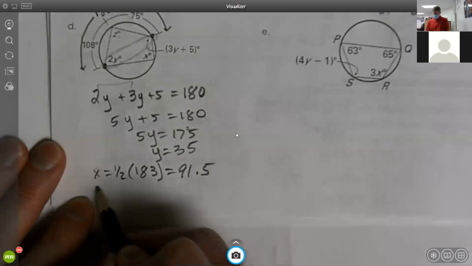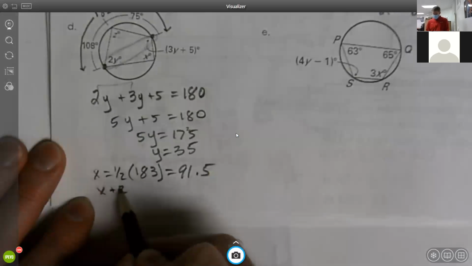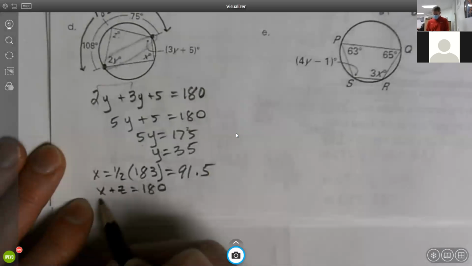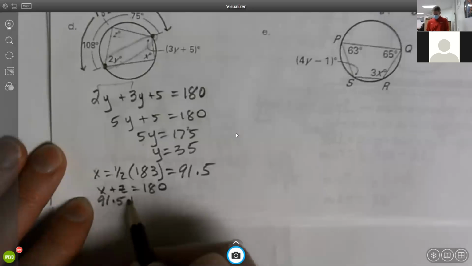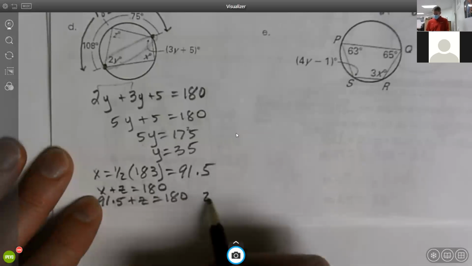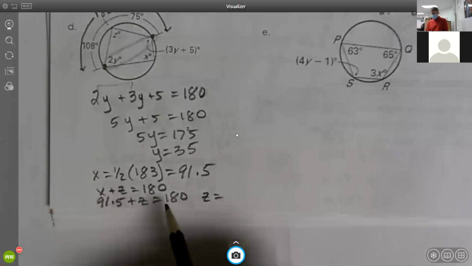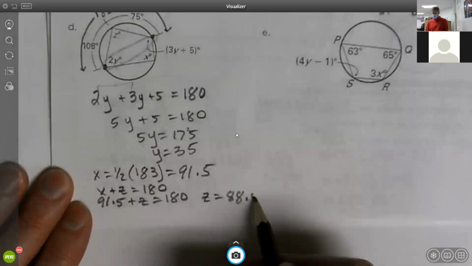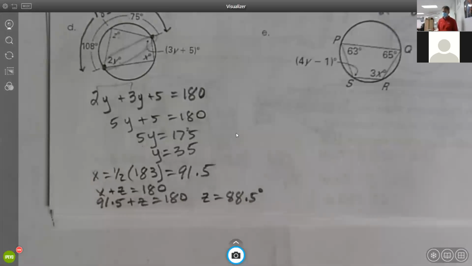We know that X plus Z is going to add up to be 180. 91.5 plus Z must make 180. So when we subtract that across, we get 88.5 for Z. So definitely a little bit different there. Take a look at what we did. How did we start that off?